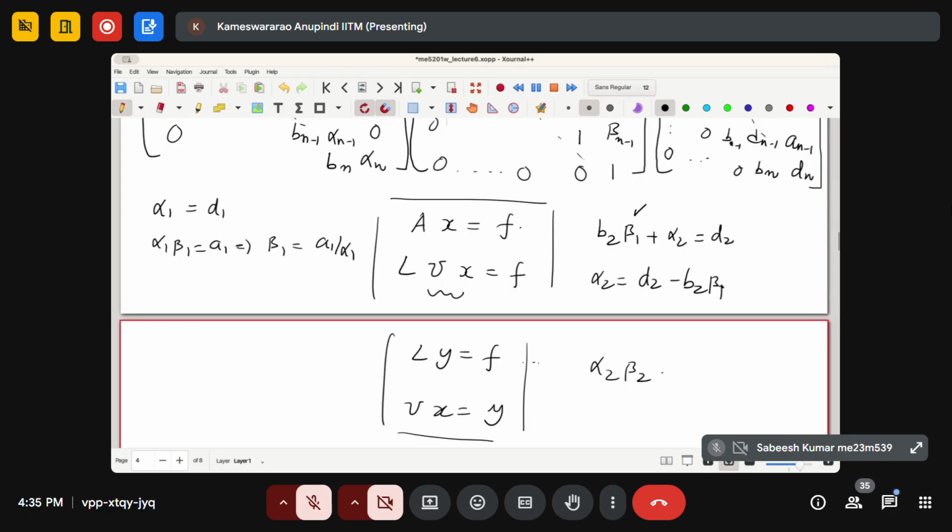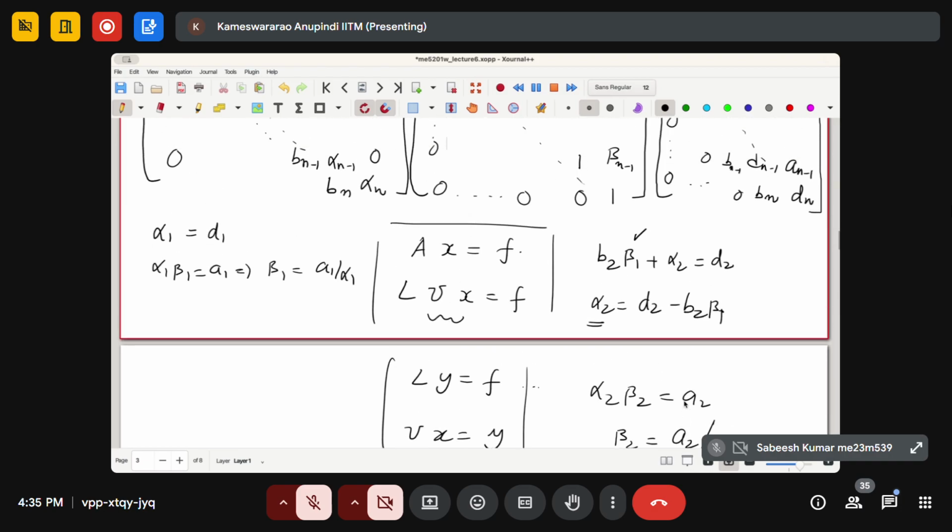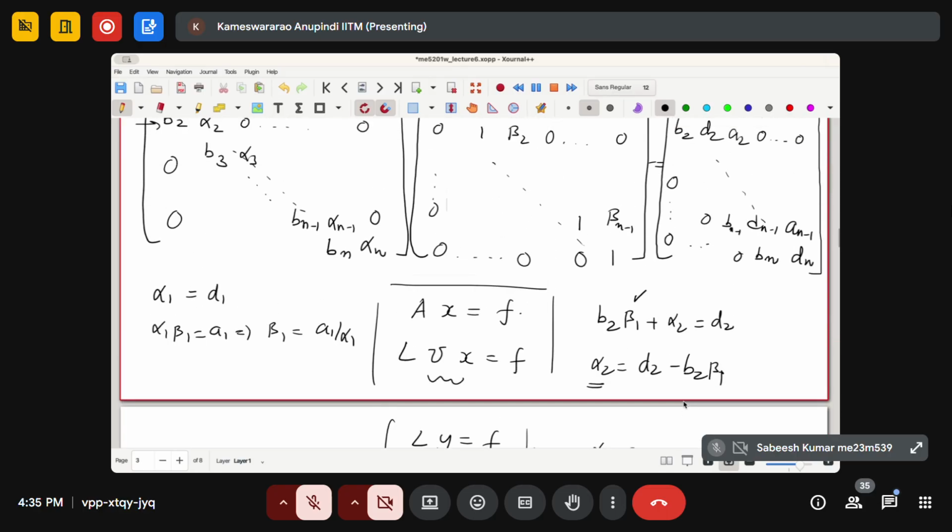Alpha 2 beta 2 equals A2. That means my B2 is going to be A2 upon alpha 2. Alpha 2 I have just calculated and A2 I already know. So you already start seeing a pattern here. We'll again generalize the algorithm from the pattern that we have done before.